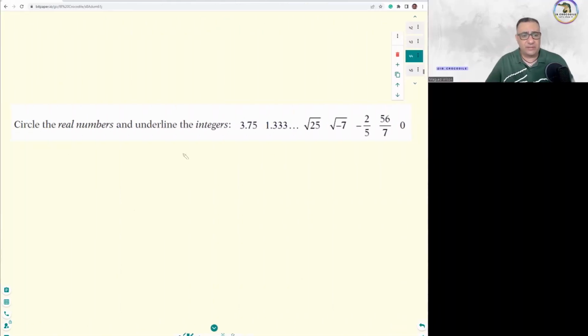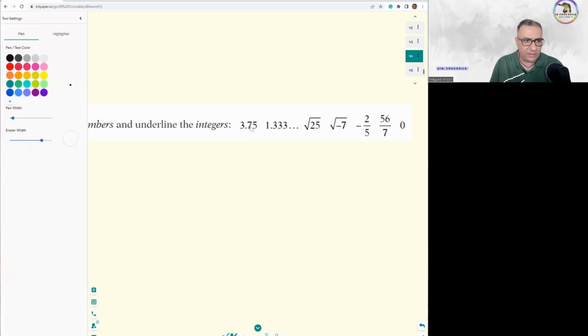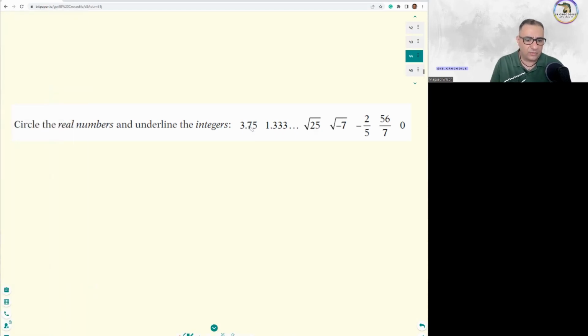Now let's go through just one example here to consolidate our understanding. Circle the real numbers and underline the integers in these numbers. So 3.75 is a real number, so we can circle that. The real numbers contain almost everything except imaginary numbers. So 3.75 is going to be real.